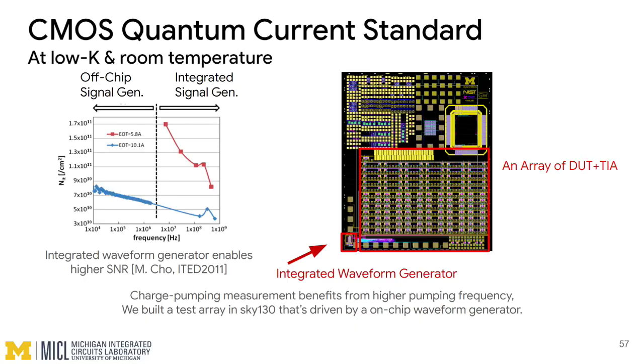One of the advantages of making this on chip is that we can put a signal generator very close to the device under test, so we get rid of all the parasitics. It also means we have a better signal to noise ratio.